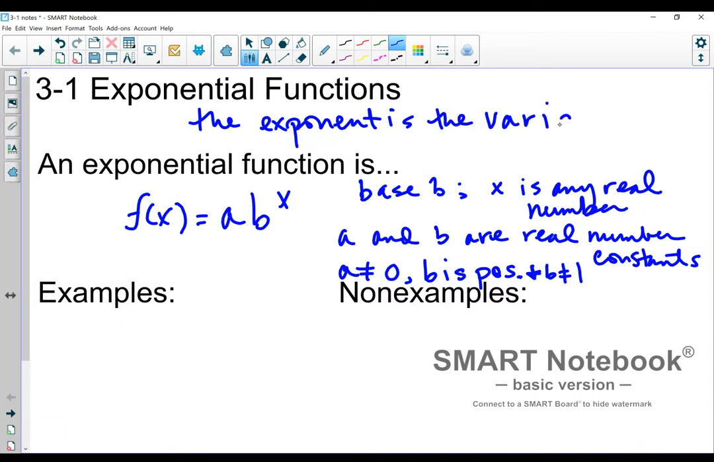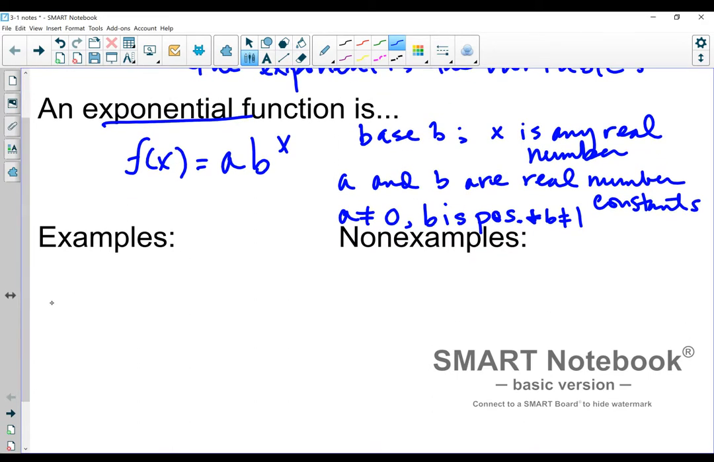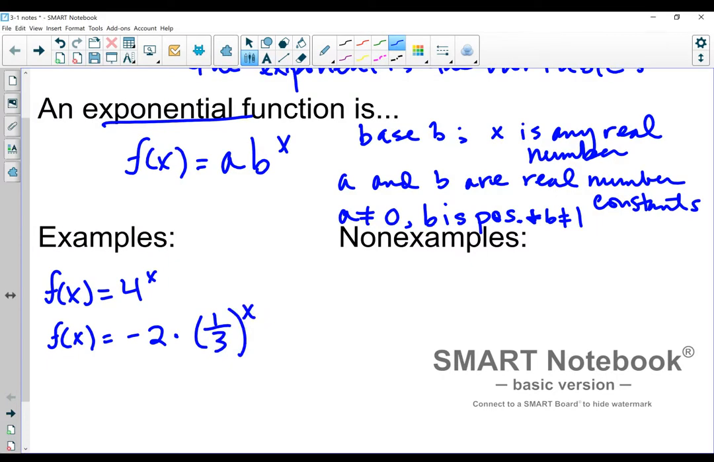So I don't have x to a power, I have something raised to the x power instead. Examples would be f of x equals 4 raised to the x power, so my x is my exponent. Or f of x equals -2 times 1/3 raised to the x power, where the -2 is like a. My base is 1/3, and my exponent is my x again.